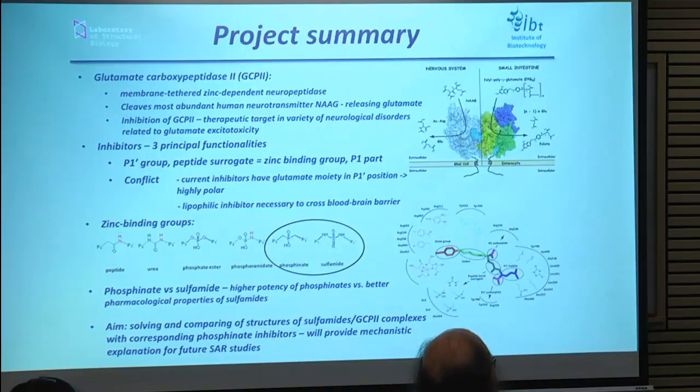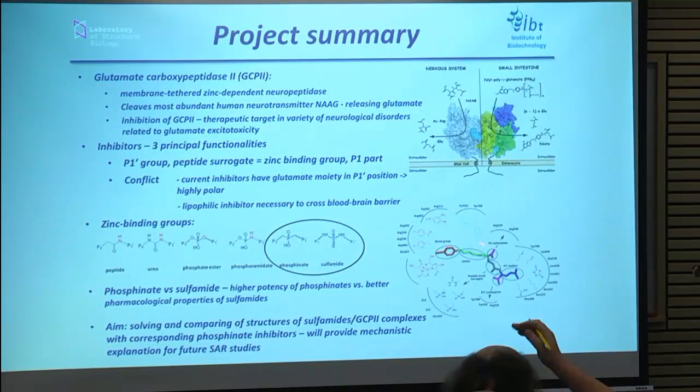Then there's another part which comes from a peptidic bond of the neurotransmitter, but there has to be some peptidic surrogate which is non-cleavable and which will bind to the two catalytic zincs in the active site. And there's this other part which is in the entrance tunnel to the enzyme, but I will not talk much about it. There can be many changes made.